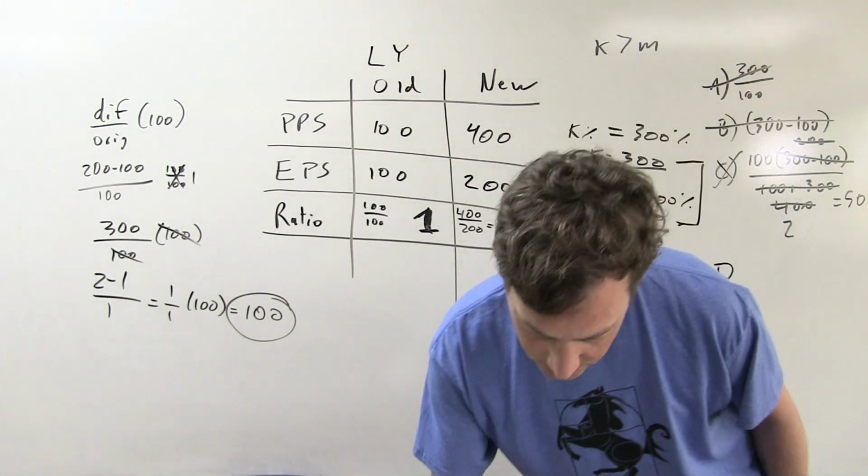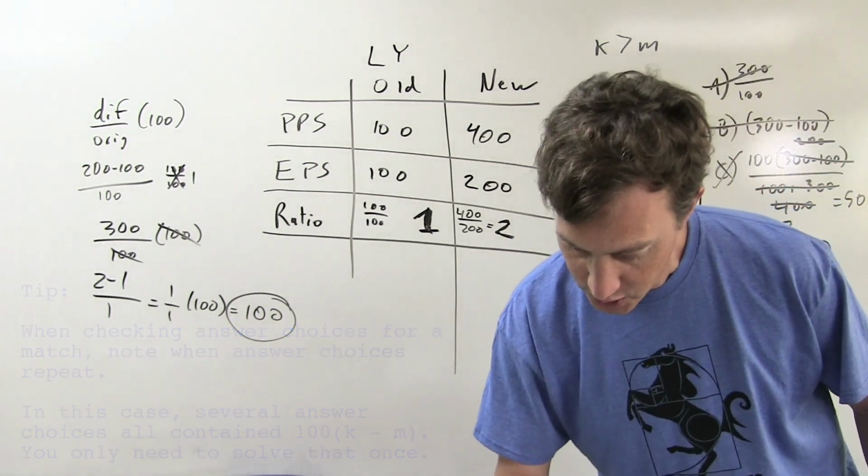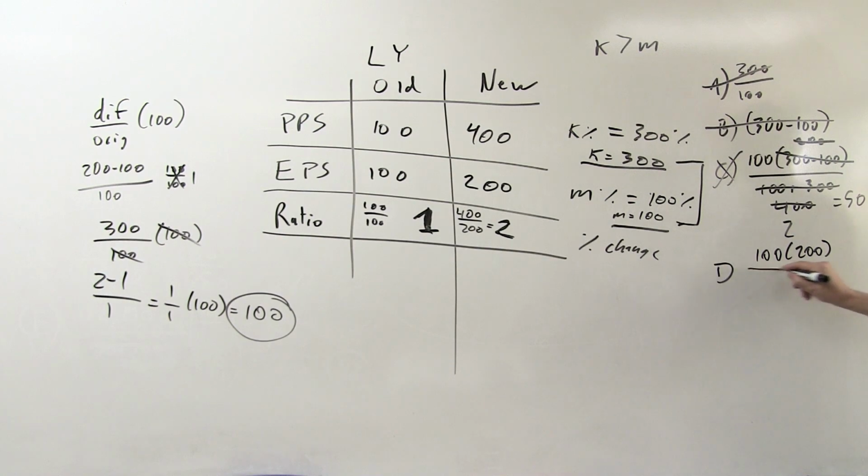Let's try D. D says same numerator, which we've already figured out is just 100 times 200. And check for these repeats to save yourself math. New denominator, 100 plus M. Well, M is 100. So now we get 100 plus 100 down here, or in other words, just 200. The 200s cancel. Lo and behold, that's a match.